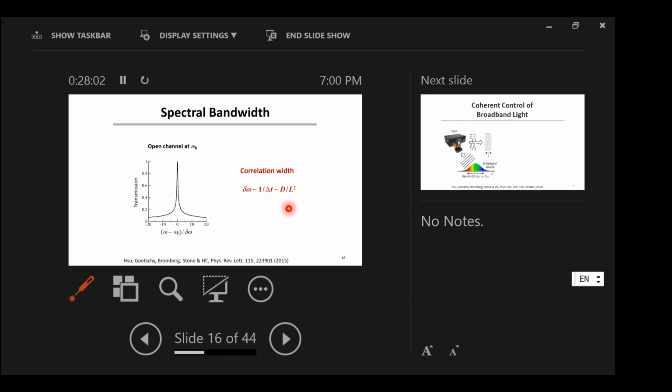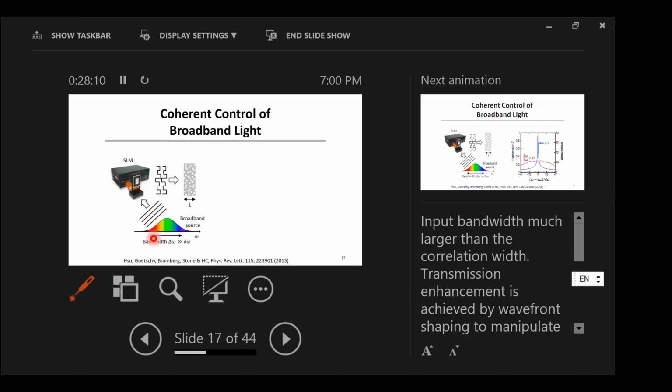So now the question is, can we make this work for broadband light? What do you mean by broadband light? If I have broadband light with many different frequencies, of course, if I can separate each frequency and then tune their wavefront to be equal to the transmission eigenchannel for that particular frequency, we can still get 100% transmission. But that's very hard to do.